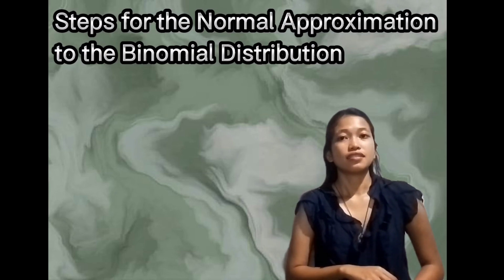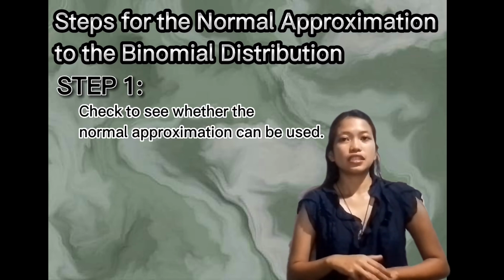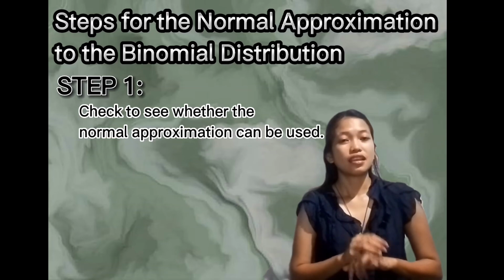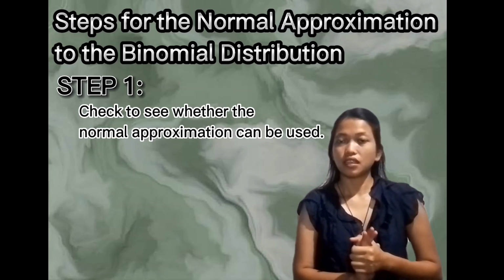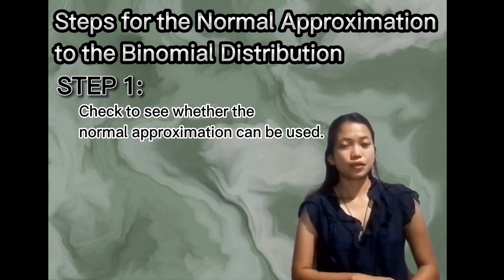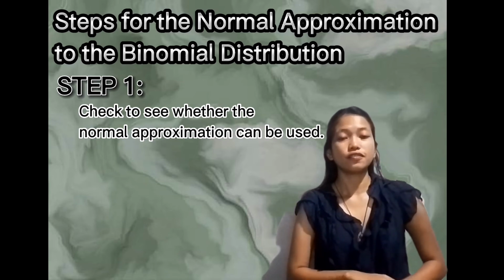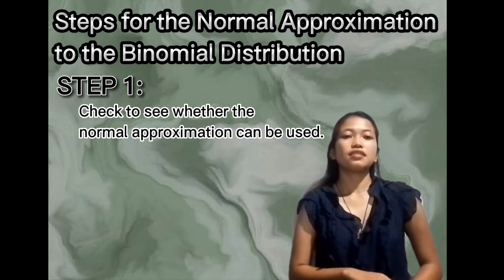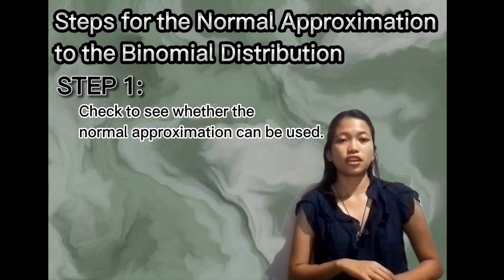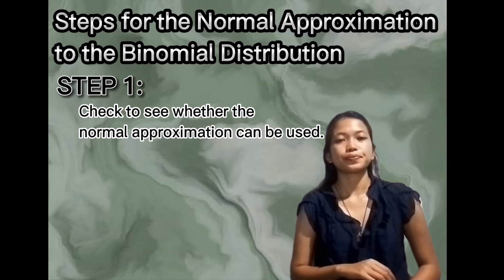So to solve for the normal approximation to the binomial distribution, we should follow these steps. Step 1. Check to see whether a normal approximation can be used. How can we determine when to use a normal approximation? We will again refer to the condition that n times p is greater than or equal to 5 and n times q is greater than or equal to 5.